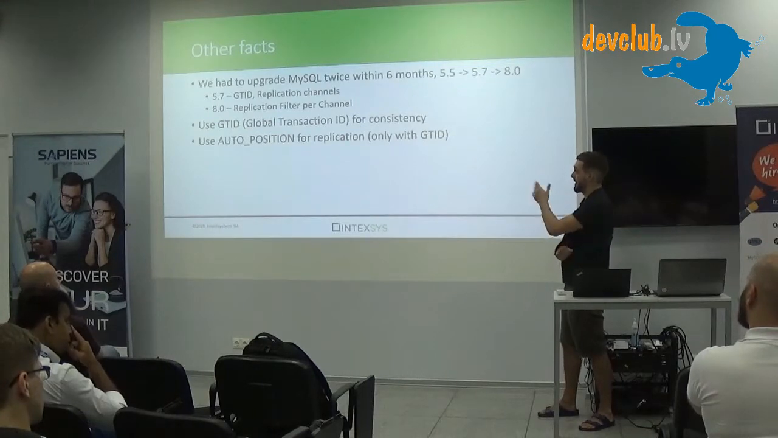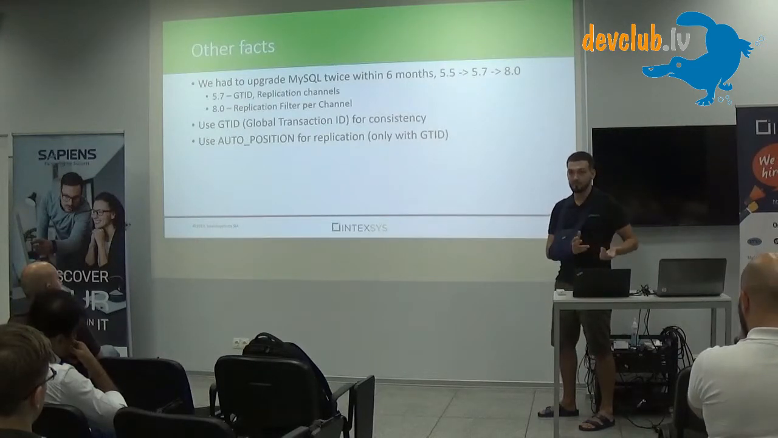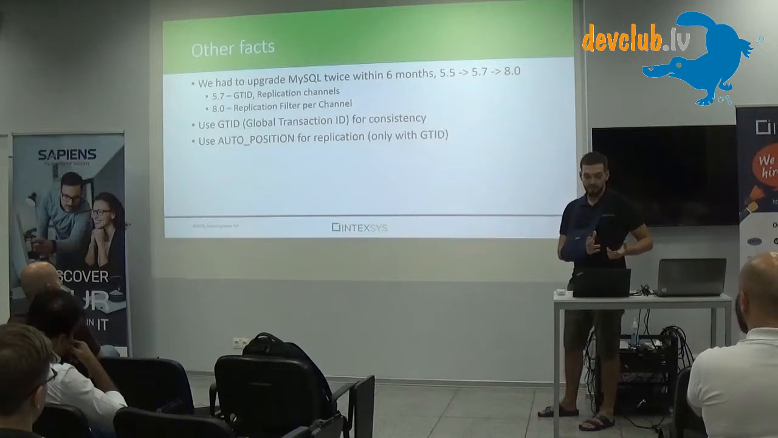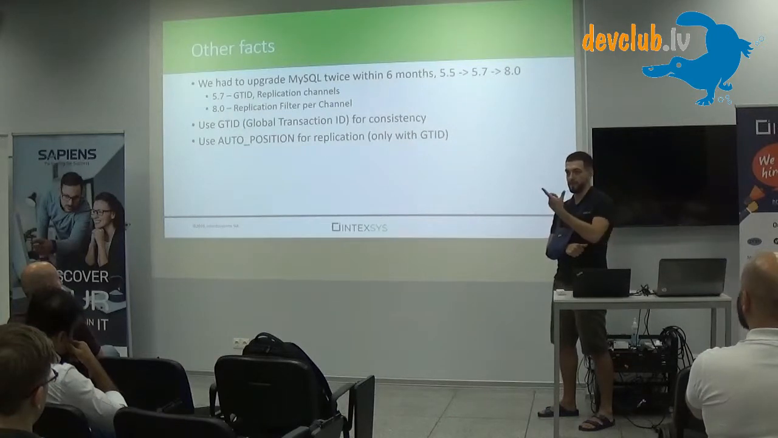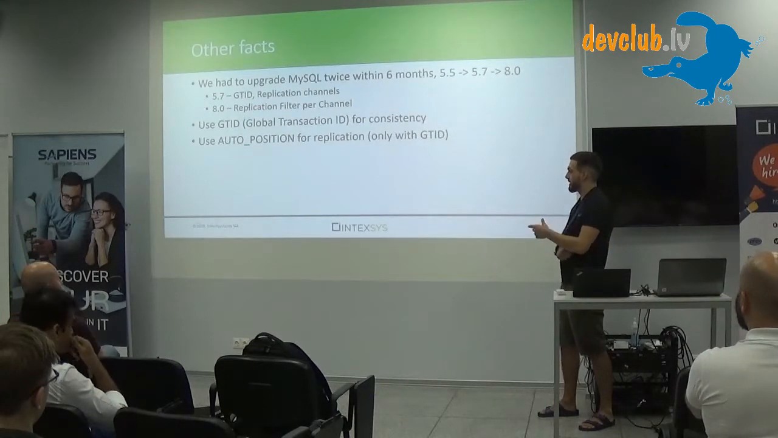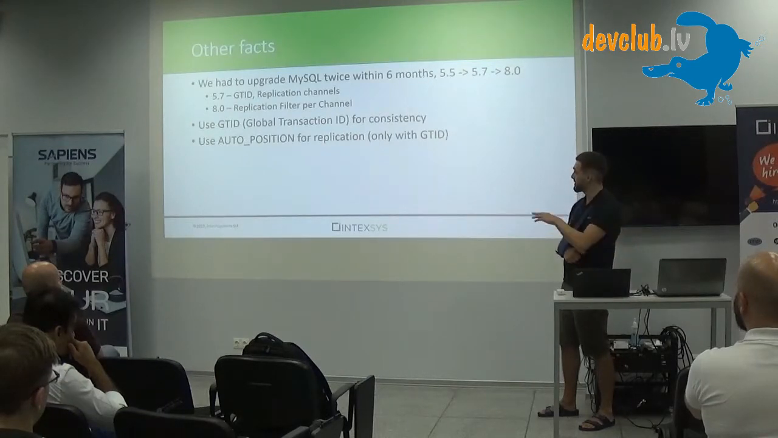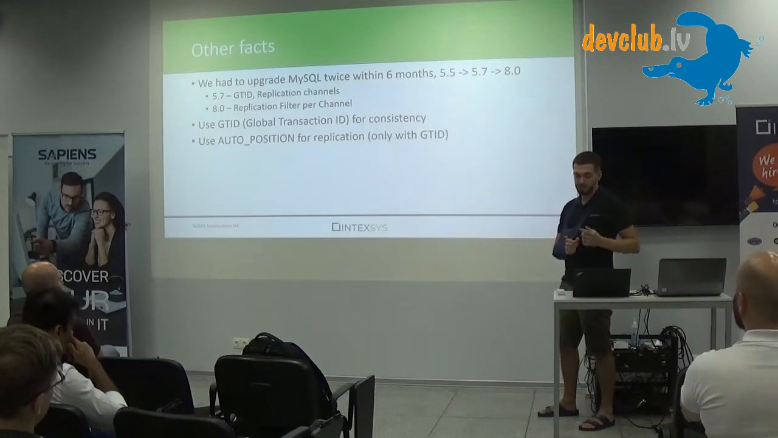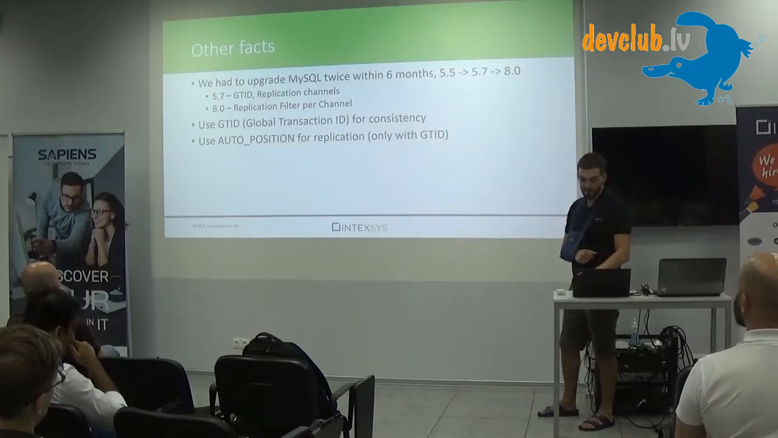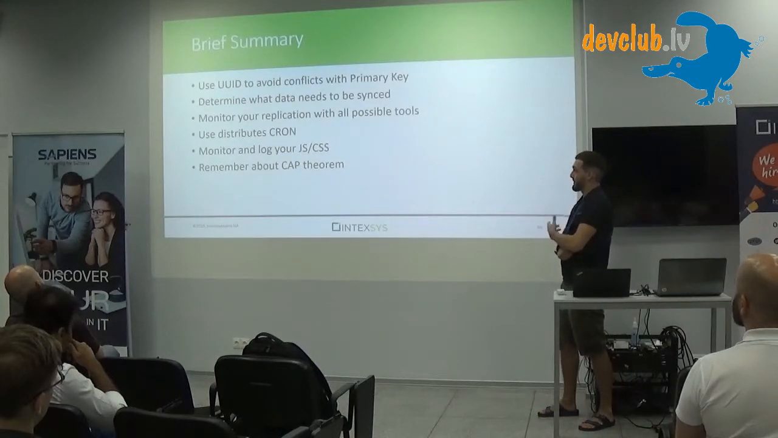So GTID stands for Global Transaction ID. It's used for consistency. Many who've done DevOps or even ops only may know that when you try to configure your slave for your MySQL, you need to specify a file position of a binary log. But using GTID, it's super easy to spin up your new machine. And with auto position, which can be on only with GTID, MySQL simply handles this positioning.